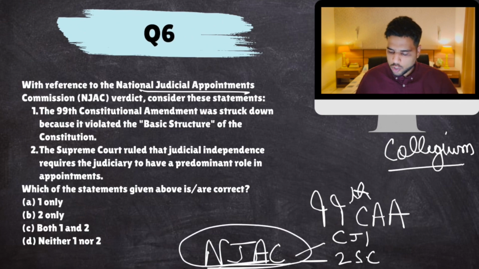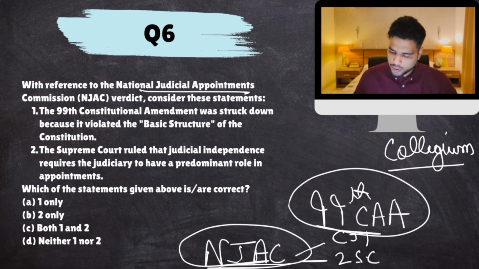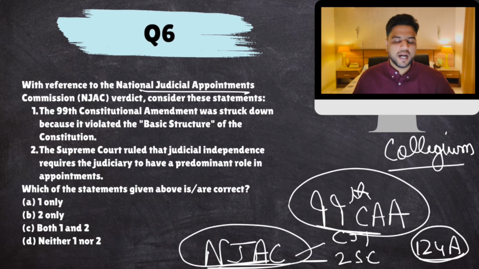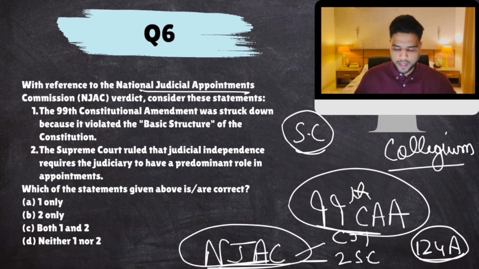Well, this NJAC Constitutional Amendment Act, which introduced Article 124A, was declared ultra vires of the Constitution by the Supreme Court. The Supreme Court declared it null and void. The 99th Constitutional Amendment Act was struck down because the Supreme Court said that it violated the basic structure of the Constitution. And what is the basic structure? Independence of judiciary is part of the basic structure of the Constitution.